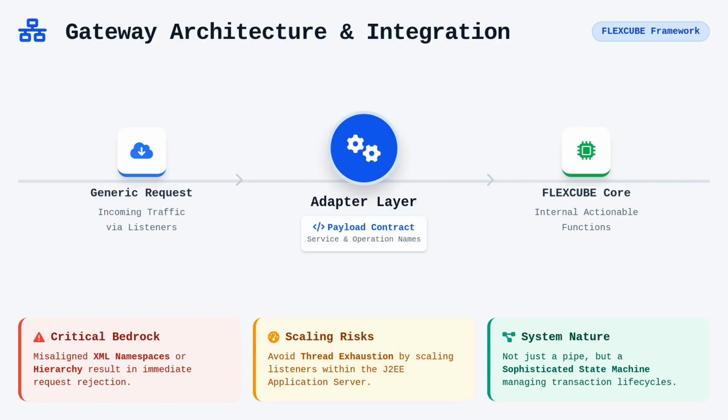I have often seen performance bottlenecks occur simply because the gateway listener was not appropriately scaled within the J2EE application server container, leading to thread exhaustion during high-volume periods. You should view the gateway not merely as a network pipe, but as a sophisticated state machine that manages transaction lifecycles from receipt to acknowledgement.